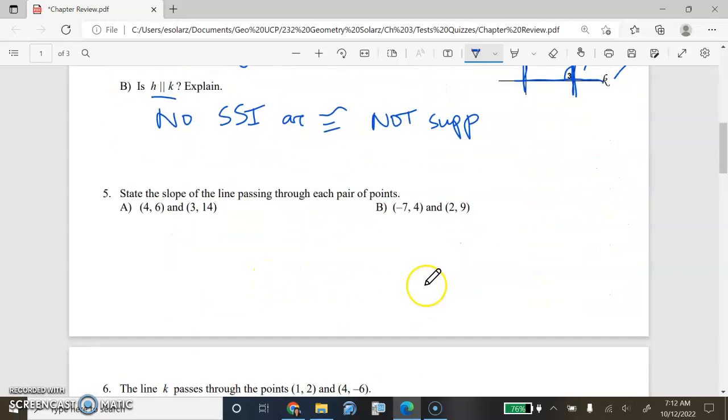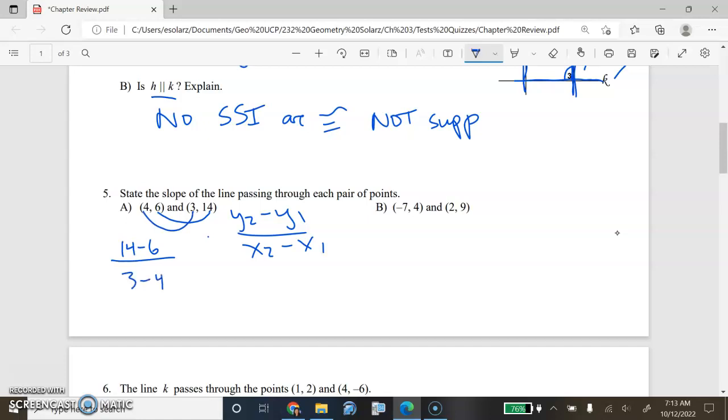All right, state the slope of the line. So slope is y2 minus y1 over x2 minus x1. So here we go. y2 minus y1, 14 minus 6. x2 minus x1, 3 minus 4. 14 minus 6 is 8. 3 minus 4 is negative 1. Always reduce. So 8 over negative 1 becomes negative 8.